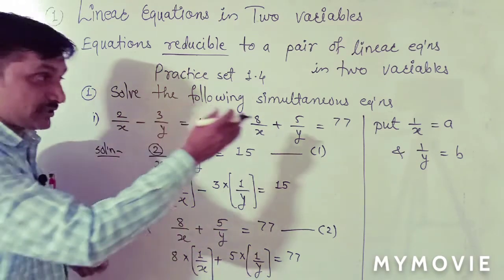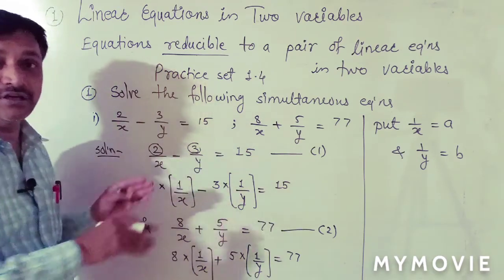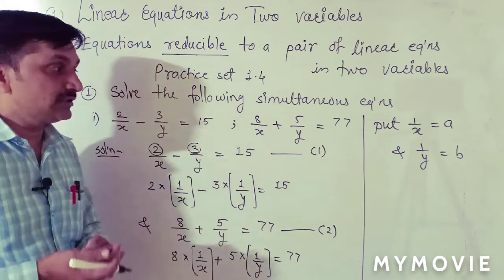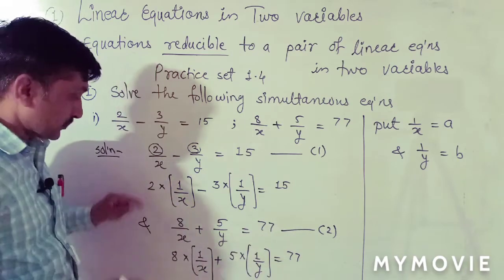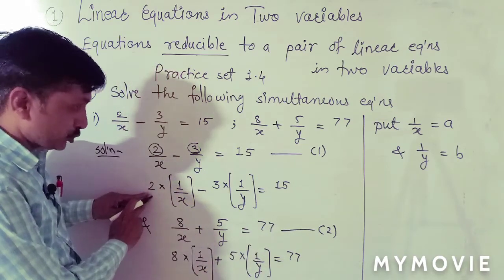Now after putting these variables here, we get new equations. We will give them numbers 3 and 4. Now if we put here, you see 2 as it is.